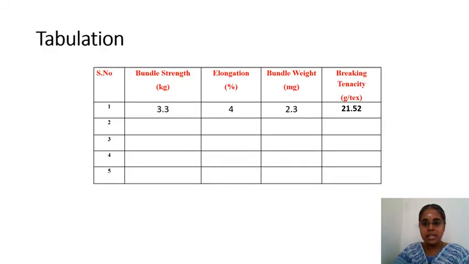The calculated bundle tenacity is entered in the tabular column like this. And similarly, you have to take many more readings, at least 15 readings for a single sample. If the bundle strength is less than 3.3 kgs or if the bundle weight is less than 2 milligrams, it is better to repeat the experiment.